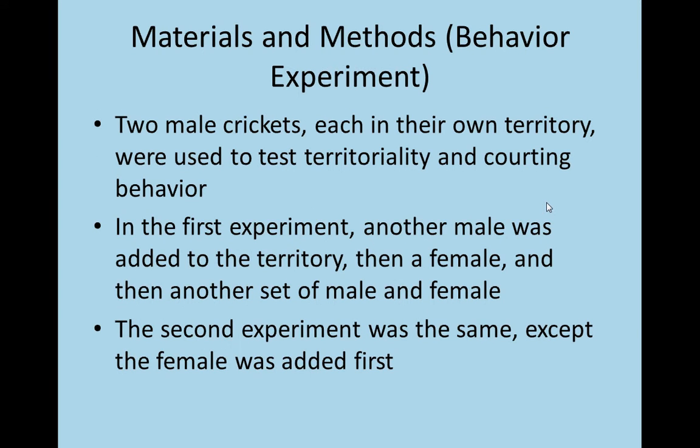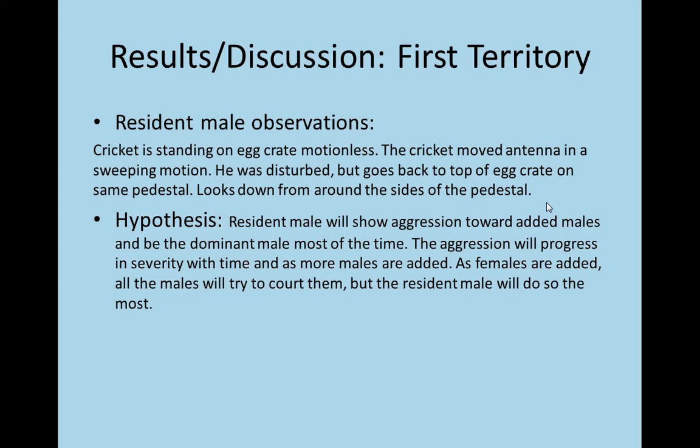In the first experiment, a male in his own terrarium acclimated there for a few days on his own. He then had one male introduced, then a female introduced into the habitat, and finally a male and female together. The second experiment was the same, except a female was added first and then a male, and then the pair of male and female. In the first experiment, the hypothesis was that the resident male would show aggression toward added males, and his aggression would grow over time, and also as females were added.